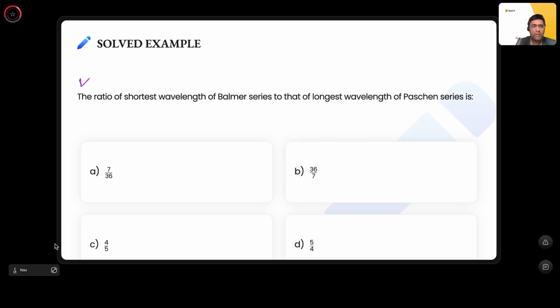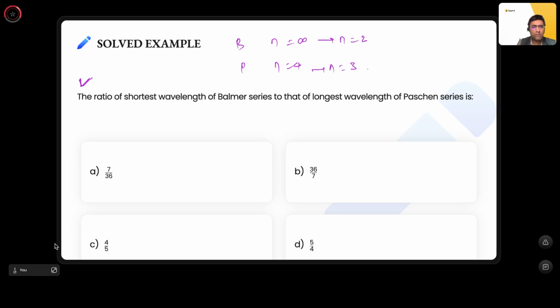Such kind of questions are also very important. So we know that for the Balmer series, the shortest wavelength will be the transition from n equal to infinity to n equal to 2, and the longest wavelength of the Paschen series will be from n equal to 4 to n equal to 3. All right, so this is what we have to do.